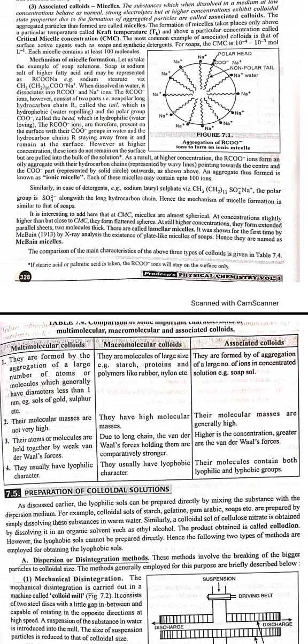It was shown for the first time by McBain in 1913, by X-ray analysis, the existence of plate-like micelles of soaps, hence they are named as McBain micelles. The comparison of the main characteristics of the above three types of colloids is given in table 7.4. If stearic acid or palmitic acid is taken, the RCOO negative ion will stay on the surface only.